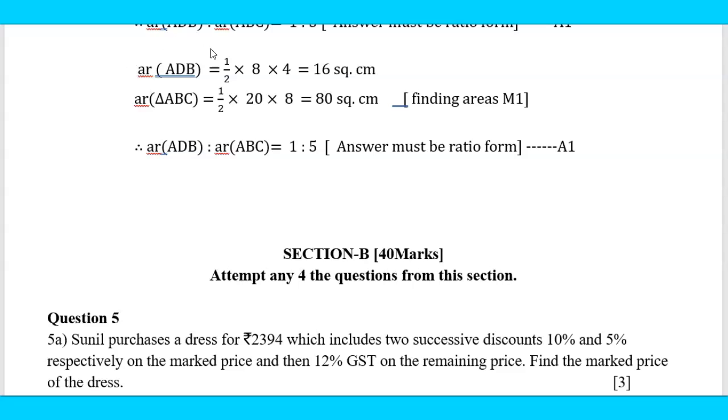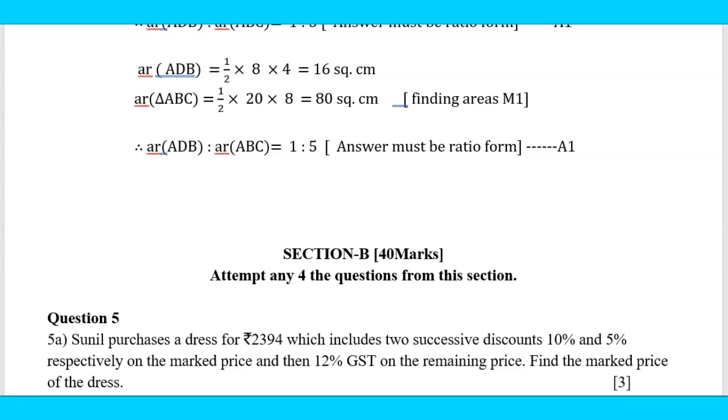In the last question, part C, without using the similarity concept, you can directly find the area of triangle ADB, as the base and height are known. You can find the area of triangle ADB as well as ABC, and on finding the areas you will get 1 mark, and by writing the ratio 1:5, you will get 1 mark. So this is also another method. Without using similarity, once you find CD, you will be able to find AC, so you can find the areas directly.